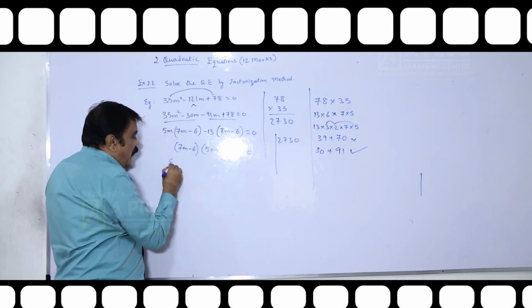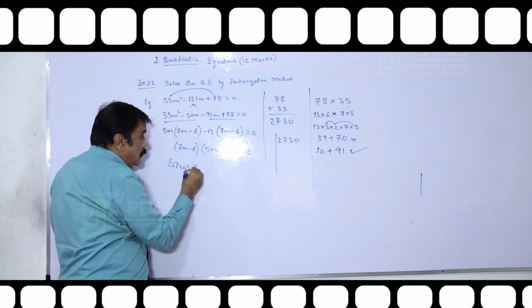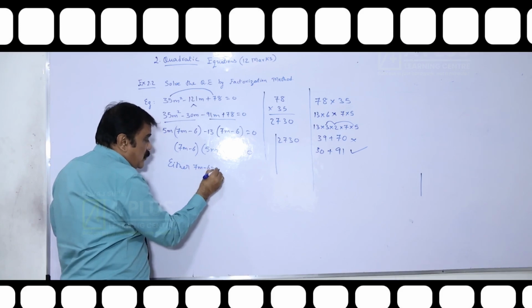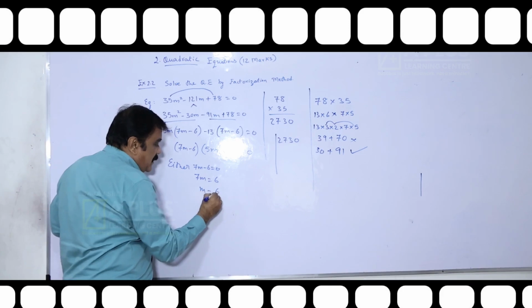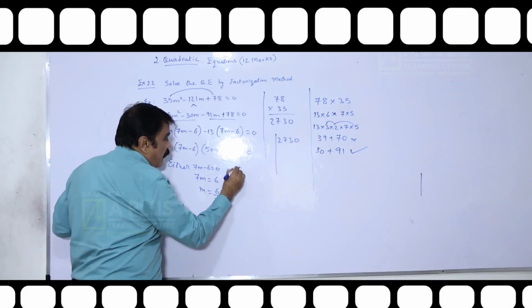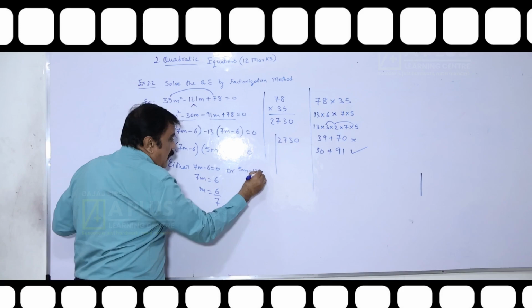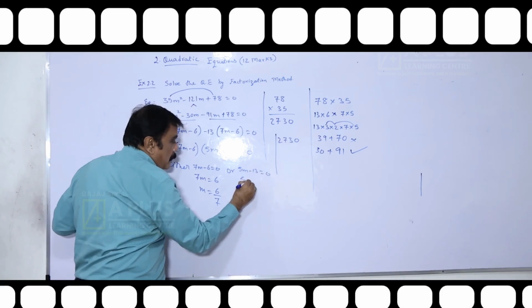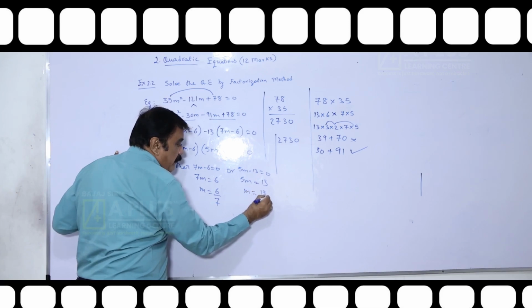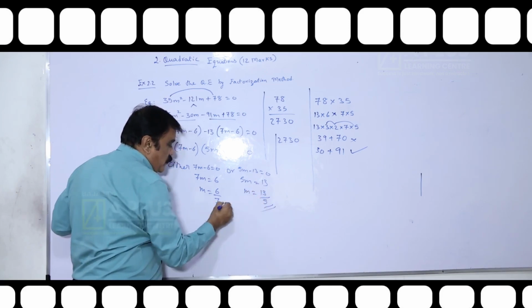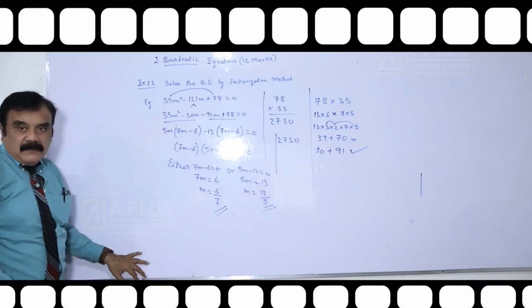Now you know how to solve further. Either 7m minus 6 is equal to 0, that is 7m is equal to 6, m is equal to 6 by 7. Or 5m minus 13 is equal to 0, that is 5m is equal to 13, m is equal to 13 by 5. Okay. So this is the answer you will get.